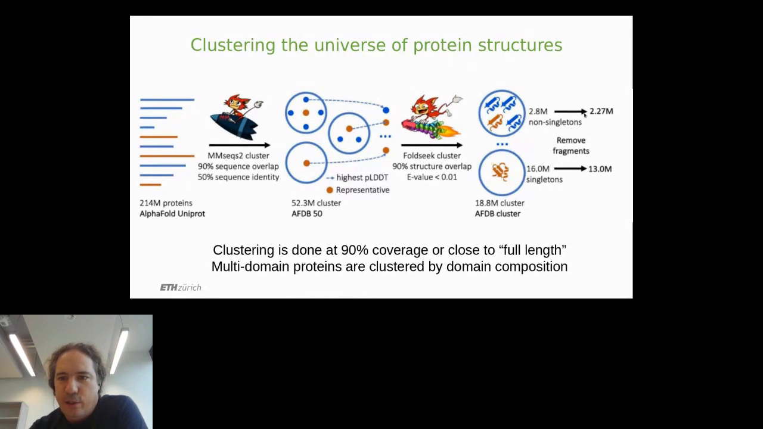This leads to about 2.2 million clusters which are non-singleton, so more than one member, and about 13 million singleton clusters. So we can say there's in the order of 2 million non-redundant clusters out of the 200 million. And then there are many singletons where they just look like one example. So there could be a lot of errors here, or they simply just don't look like anything else.